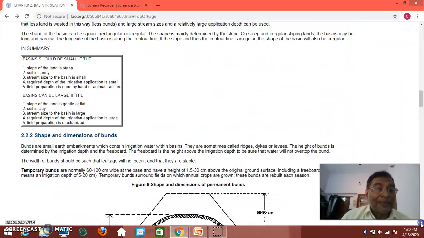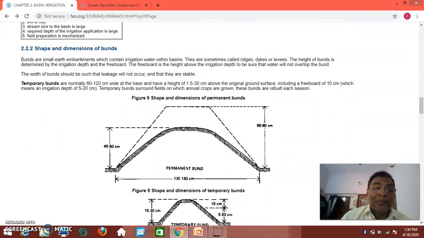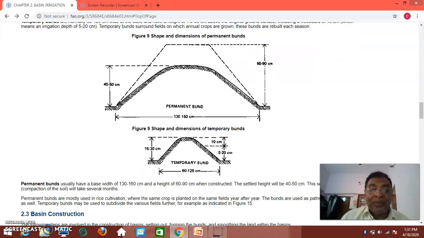Some of the other intricacies, like the shape and dimensions of the bunds, you can go through here. Somewhere around 40 to 50 centimeters, or even a permanent bund. Regarding permanent bunds, you can put up to almost 90 centimeters. Whereas for temporary bunds, the width is 60 to 100. In the case of permanent, the width is 1.3 meters to 1.6 meters. That's a bigger one. And this is at field level. Here, 10 to 15 to 30 centimeters height. So this is how things are.